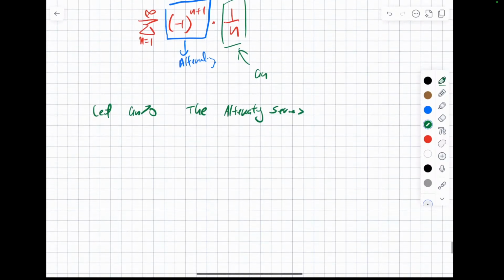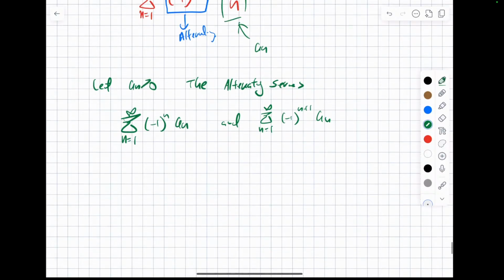Ian, are you writing down? Summation of n equal to 1 to infinity of -1 to the n, a sub n. Or, oh sorry, n plus 1. Summation of n equal to 1 to infinity of -1 to the n plus 1, a sub n. What's the difference between those two? One starts negative, one starts positive, right? Converges.